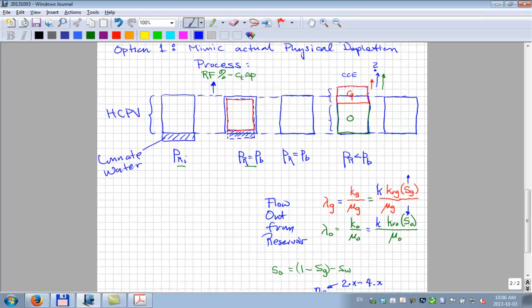So what would happen in the first stage here is that, well, maybe the very first stage, you'd get more oil. The oil mobility might be higher than the gas mobility in this first stage, maybe not very much. Okay. But as you release more and more gas, you get a higher and higher gas saturation.